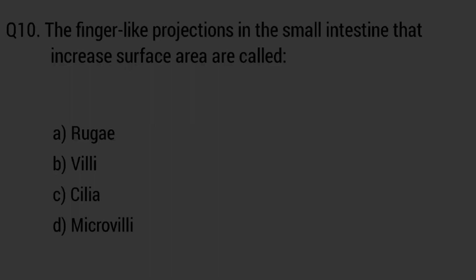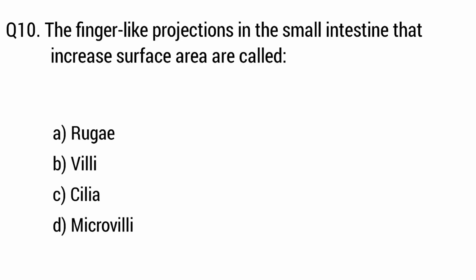Large intestine. Question 10. The finger-like projections in the small intestine that increase surface area are called. The right answer is option B. Villi.